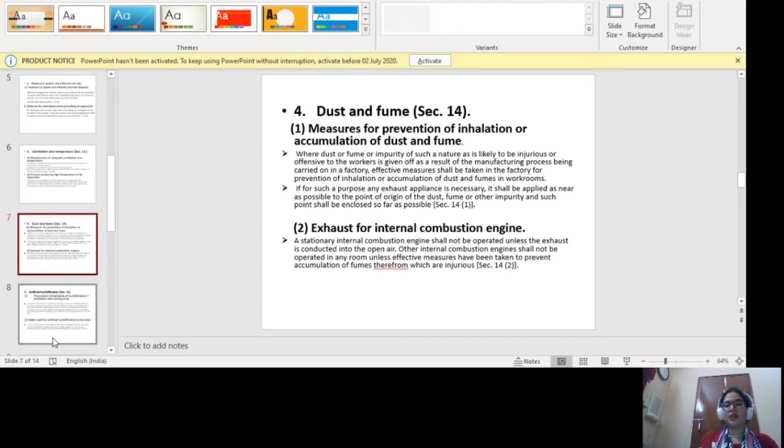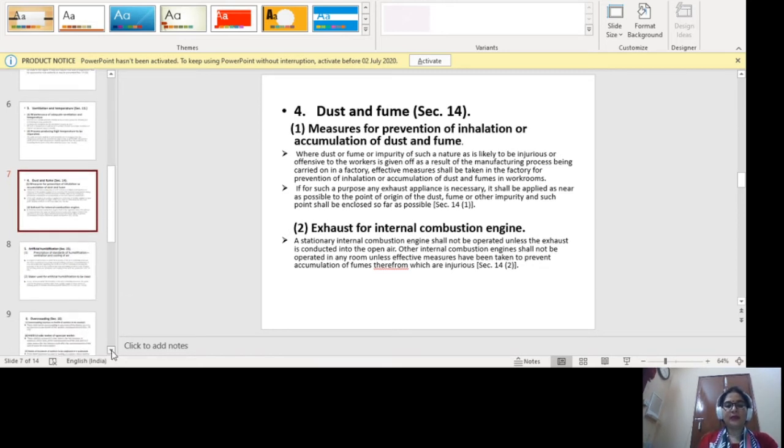Then, a stationary internal combustion engine shall not be operated unless the exhaust is conducted into the open air. Other internal combustion engines shall not be operated in any room unless effective measures have been taken to prevent accumulation of fumes therefrom which are injurious.